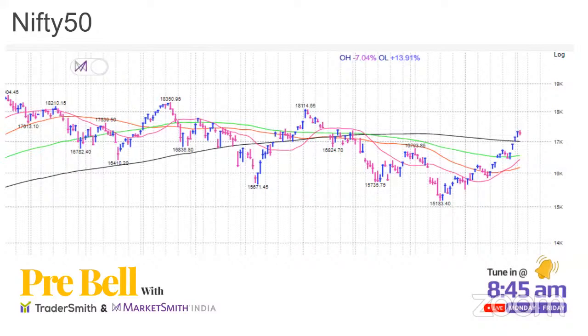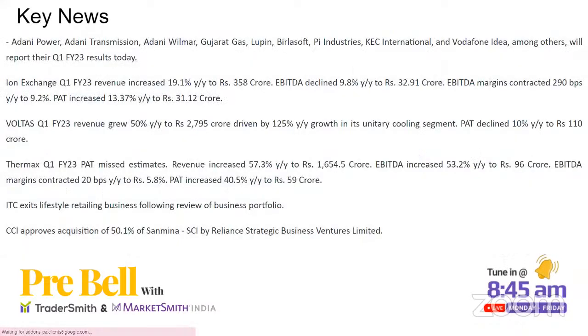So that's the good part: the distribution day count is still at one, and Nifty is trading above its 200 DMA. As we all know, the 200 DMA can act as a support for Nifty going forward, and the 18,000 level, which is still far away, can act as resistance for Nifty 50 going forward.